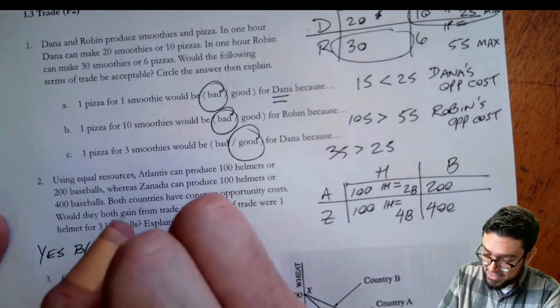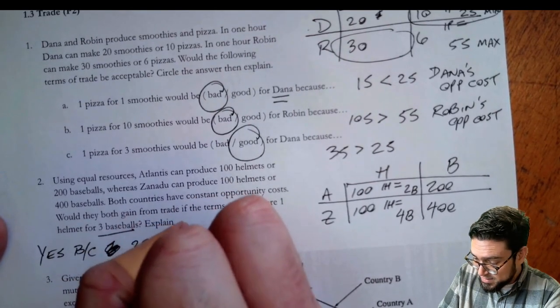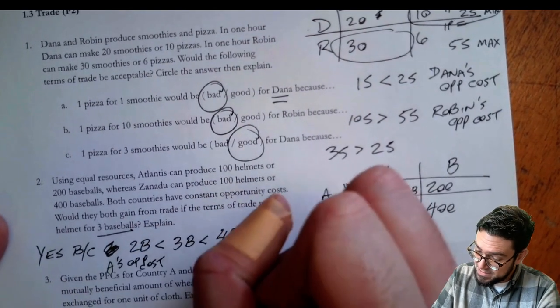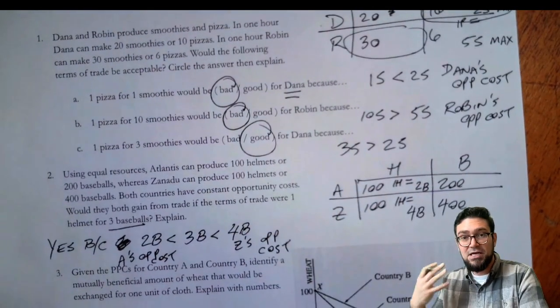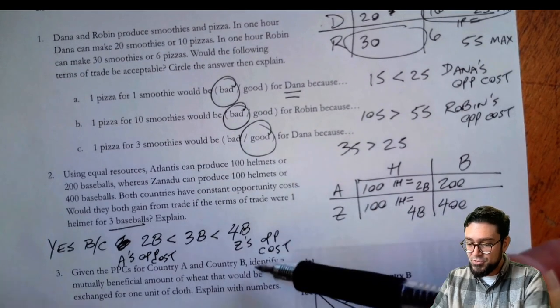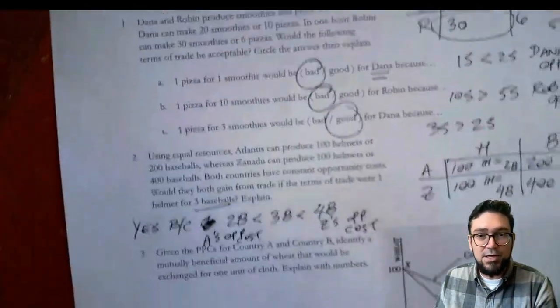Which then we can kind of say A's op cost here, and we can say Z's op cost here. And that's enough to demonstrate that we understand we're trying to be in between these 2 opportunity costs. That's really all you got to say.